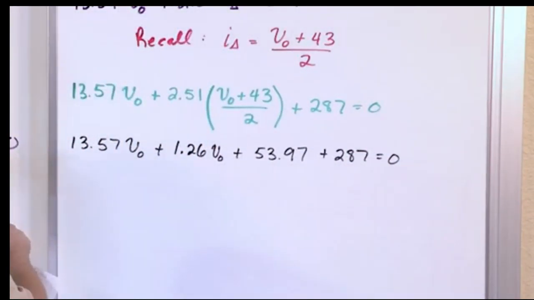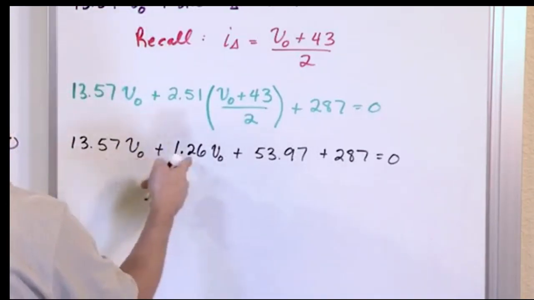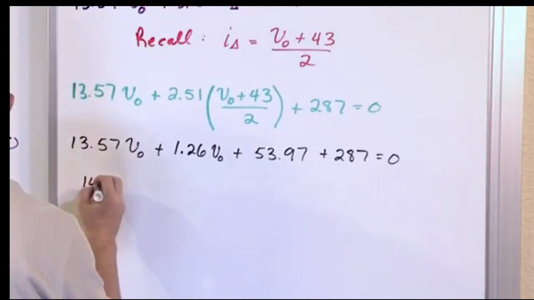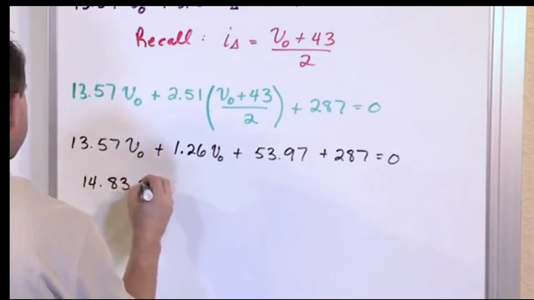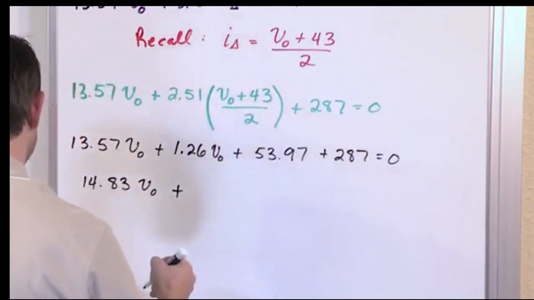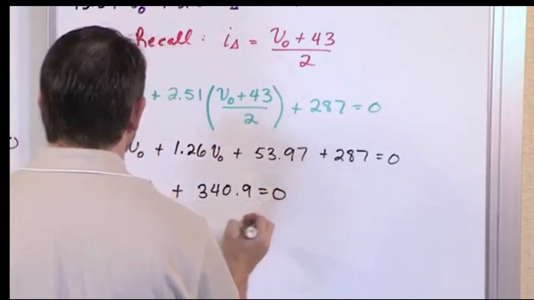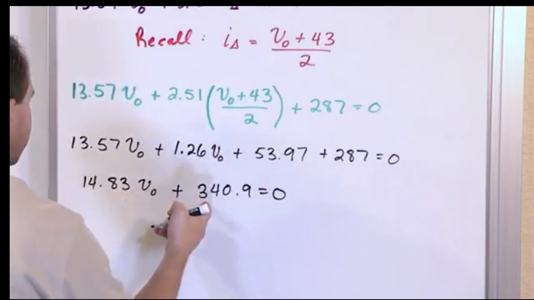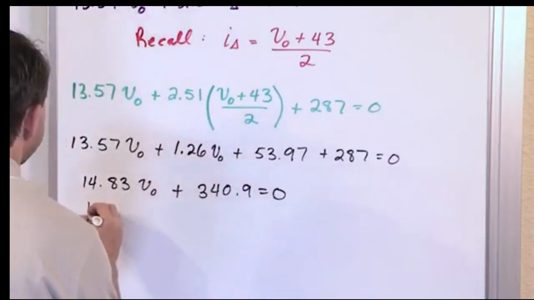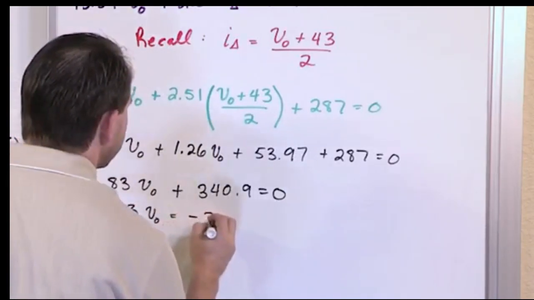Okay? And so finally, when you add these two terms together, 13.57 plus this, you'll get 14.83 V naught. Plus, you add these terms together, you'll get 340.9. All right, so then when you move this over, you'll have 14.83 V naught is equal to negative 340.9.